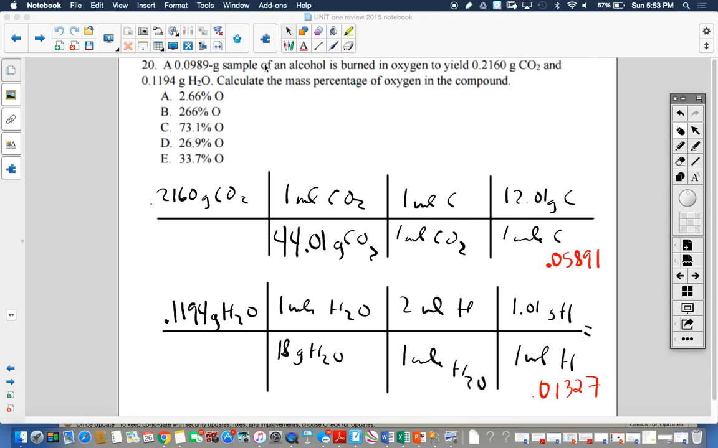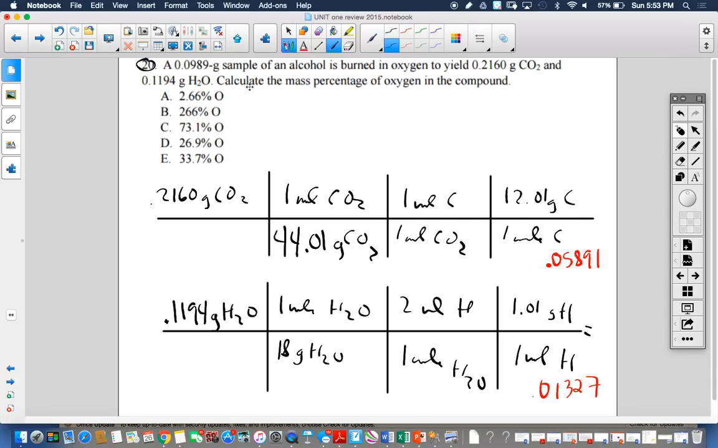All right, so if we look, question 20 is a combustion analysis problem. If you notice in the question, it tells you the sample is 0.0989, right? That's the mass. They give you CO2 like they normally do in a combustion analysis, and they give you water. First thing you're going to do is take CO2 and convert it to grams of carbon. We've done this in class multiple times.